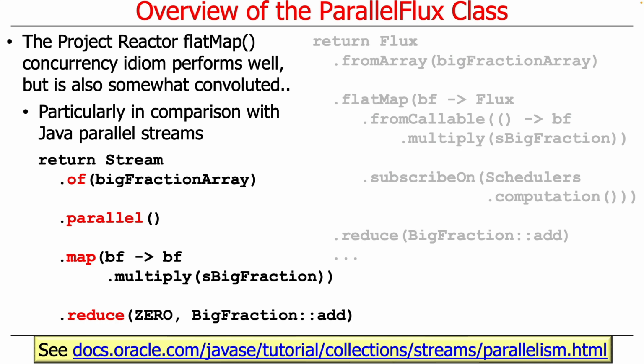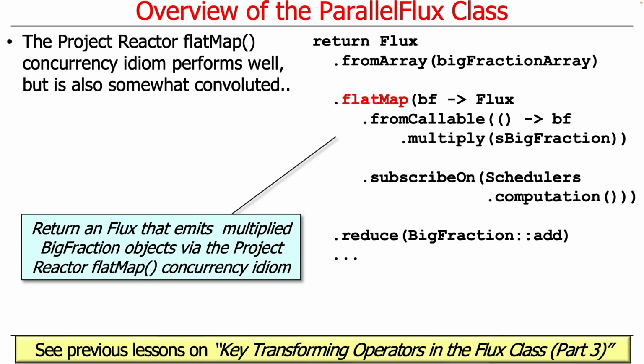What we're trying to do here is get a streamlined set of parallel computations that look very much like what Java Streams does. Java Streams is very, very concise when it comes to doing parallel processing. You say, convert the big fraction array into a stream, make that a parallel stream, multiply each thing together, and reduce the results. So it's much cleaner to read that, I would argue, than to read this.